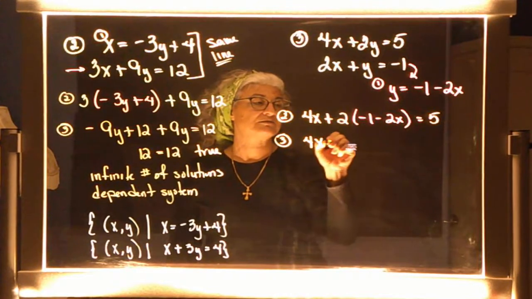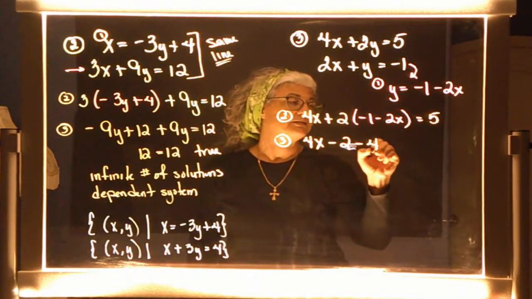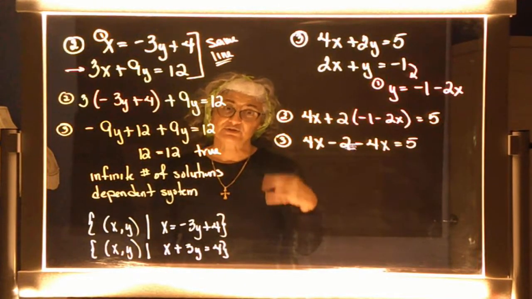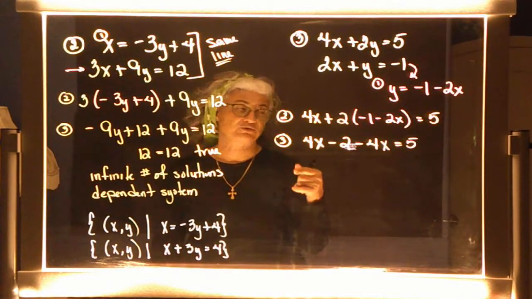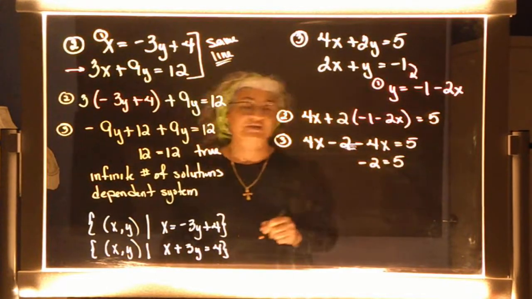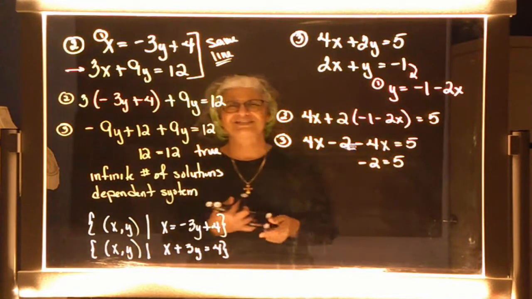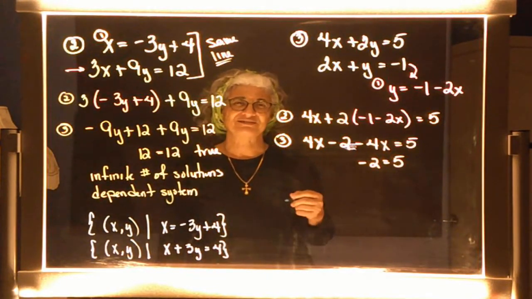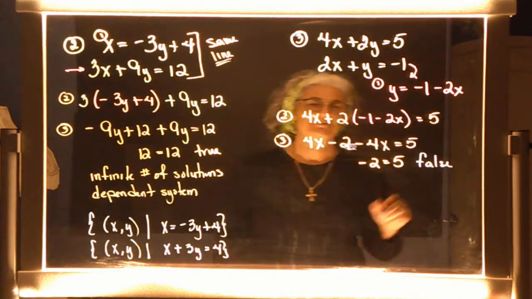So 4x, looks like I have to distribute, minus 2 minus 4x equals 5. And now collect some like terms, right? Oh, looks like those x's are dropping out. Well, if they want to go, I'm letting them go. I don't want them hanging around if they don't want to hang around. Oh, but I get negative 2 equals 5. Does negative 2 equal 5? No, that's not true. That's a false statement.